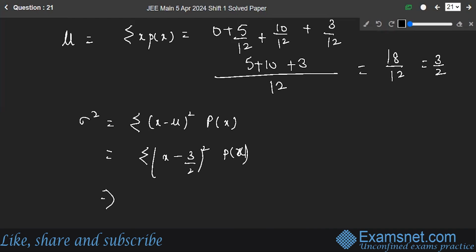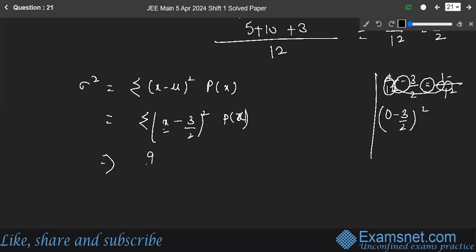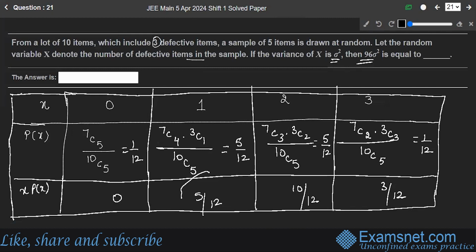What is your x? Let's solve it here. Sorry, it was 0. X was 0. So this will be 0 minus 3 by 2 square, which is equal to 9 by 4 into px for that, which was 1 by 12, plus the next one, where x was equal to 1. So 1 minus 3 by 2 gives you minus 1 by 2. Minus 1 by 2 square is 1 by 4 into px. See over here, the px was 5 by 12.